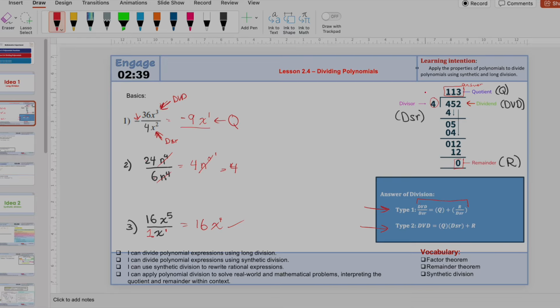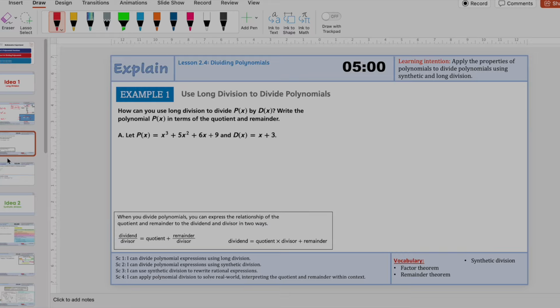So for example, if I want to write down my answer for this example using type 1, I'm going to do dividend, which is 452, over divisor, which is 4, equals quotient, which is 113, plus remainder, which is 0, over divisor, 4. This is how you write down your answer, okay? Or you can use type 2. You can use any of the types, doesn't matter, but you have to learn both. You have to memorize both, okay?